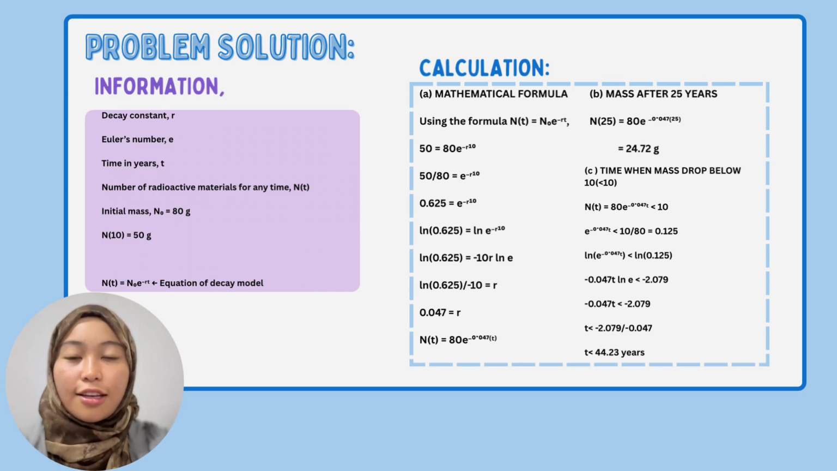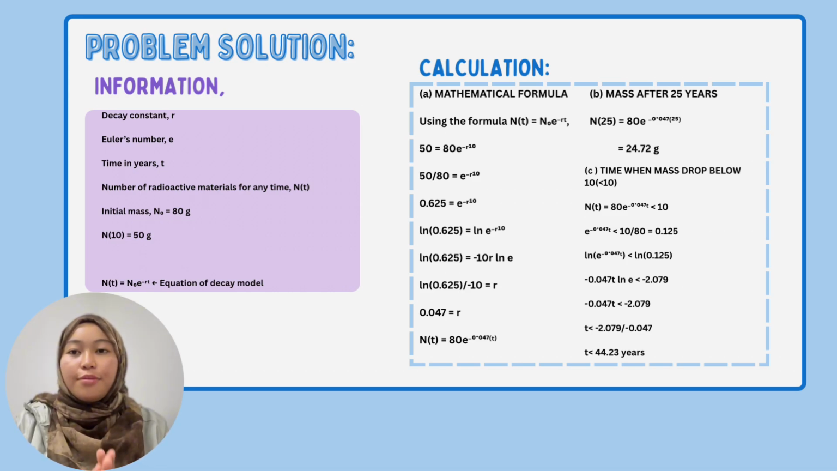Okey, sekarang kita akan cari mass after 25 years. Maksudnya T akan digantikan dengan 25. Jadi seperti equation yang telah kita buat di sebelah, substitute 25 ke dalam T dan kita akan mendapatkan hasil 24.72 gram.